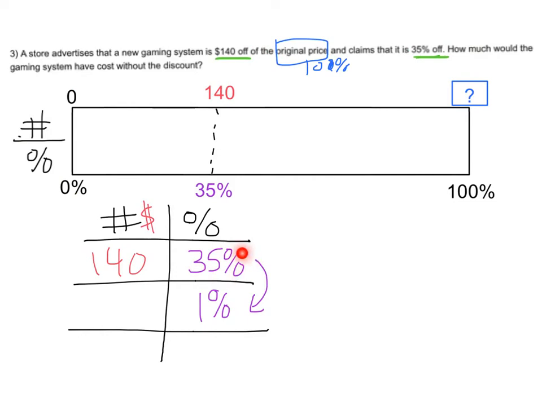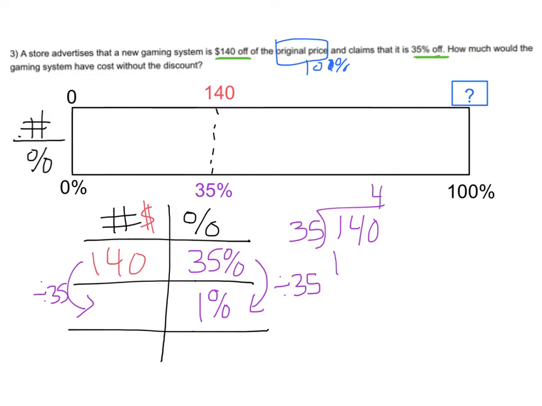Well, any number divided by itself will give me 1. So 35 divided by 35 will give me 1. So I can divide 140 by 35 to get 1%. I know 35 goes into 140 four times, so I can go from 140 divided by 35 to get my solution of 4.